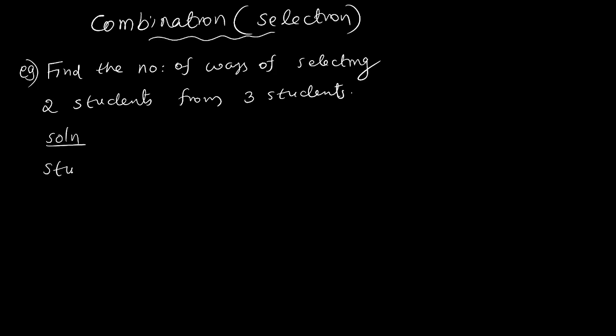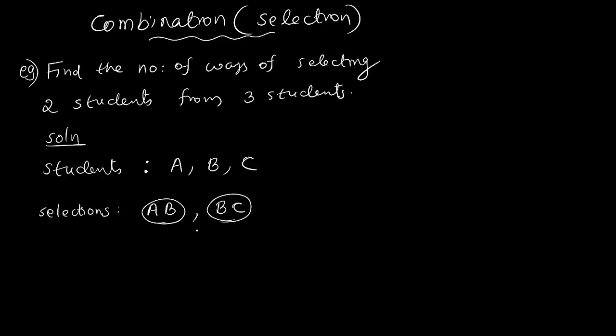Suppose the students are total. How many students are there? 3 students are there. Let me name them A, B, C. I want to select 2 students. The possible selections are, if I select A, B, it is a possible selection. Once I write A, B, then B, A is not required. We are not considering order. Understood? I am not considering order. 2 students to be selected. One possible selection is A and B selected. Another possible selection is B, C. B and C selected.